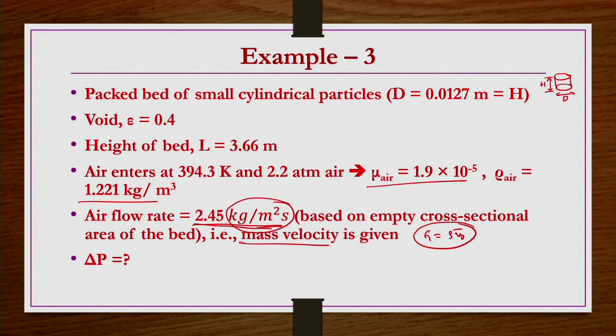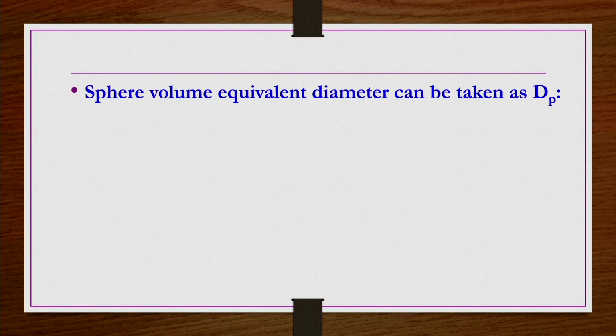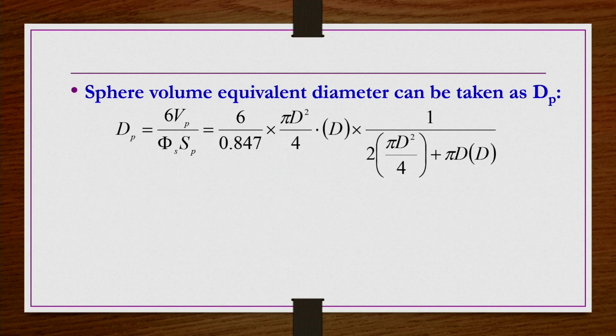First, what we have to do is find the sphere volume equivalent diameter dp for these short cylinders, and then find pi s. If you remember pi s, we can directly use the value for the short cylinder here. The sphere volume equivalent diameter can be taken as dp, and dp is equal to 6 Vp by pi s Sp. Vp is the volume of the particle, Sp is the surface area of the particle, where the particle is now a short cylinder, and pi s is the sphericity of that short cylinder. For short cylinder sphericity, we have already found it as 0.847, okay, in chapter 1.